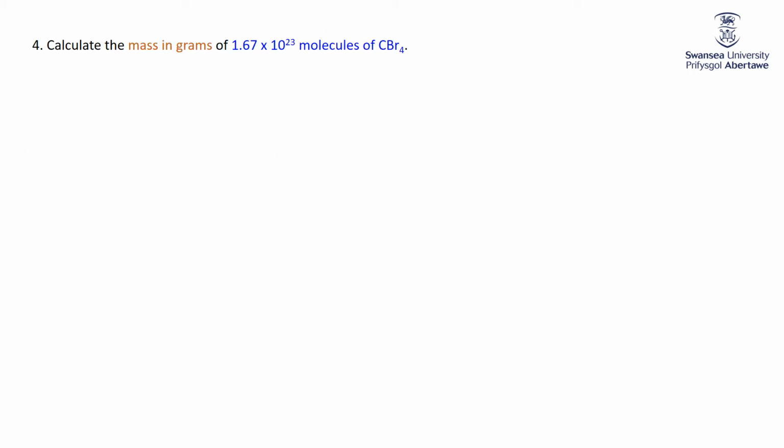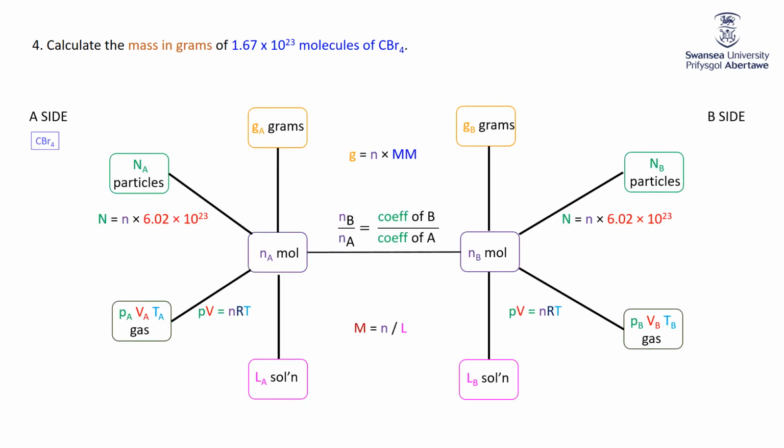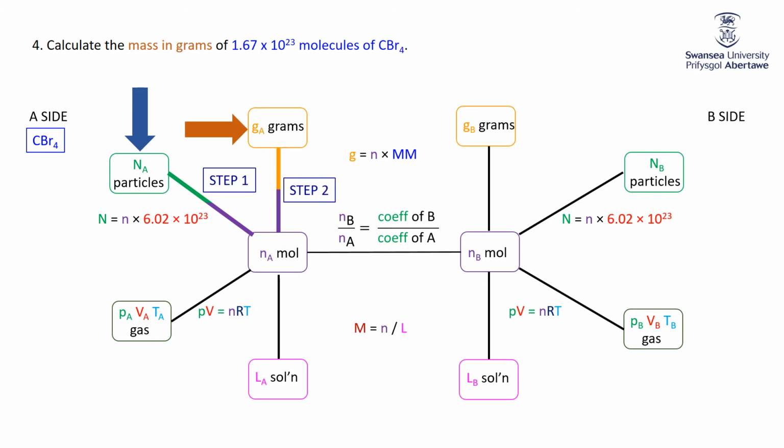Taking it a little bit further now, calculate the mass in grams of 1.67 times 10 to the 23 molecules of CBr4. Well, here's our wonderful roadmap. We're dealing with CBr4, so we'll say that that's substance A. What do we know? Well, we know how many molecules there are, so that's the number of particles, and we're asked for the mass in grams, so that's going to be there. So now this is a two-step question. In step 1, we first have to go from particles to moles, and in step 2, we have to go from moles to grams.